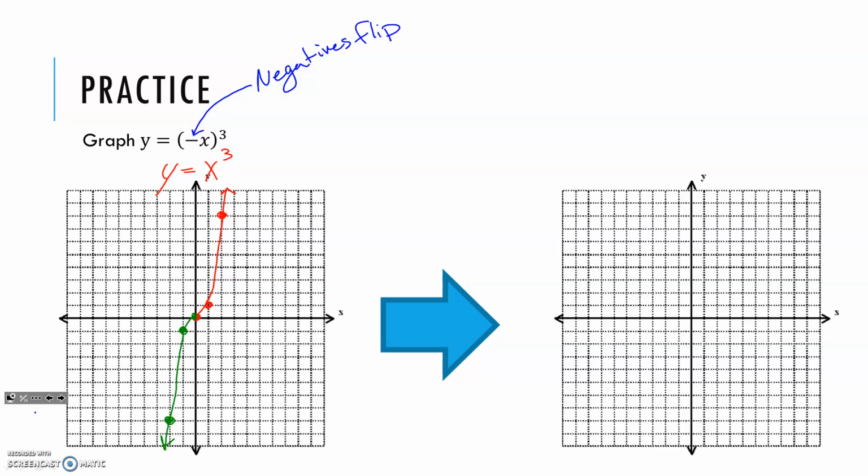Now, where is that negative at? Well, that negative is inside of your parentheses. So since that negative is on the inside, that means we're doing a horizontal flip. So whatever's on the right will flip over to the left. Whatever's on the left will flip over to the right.